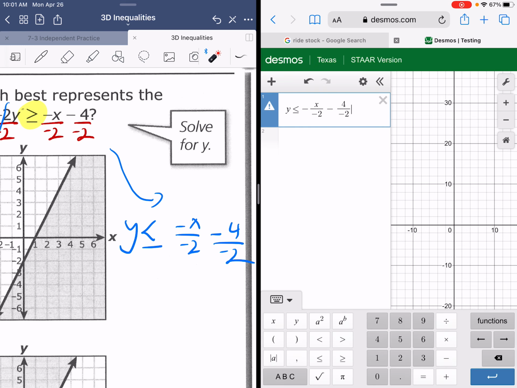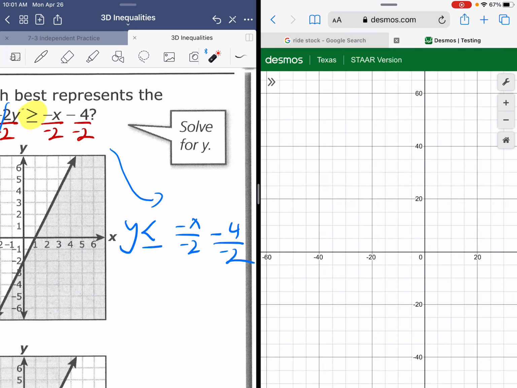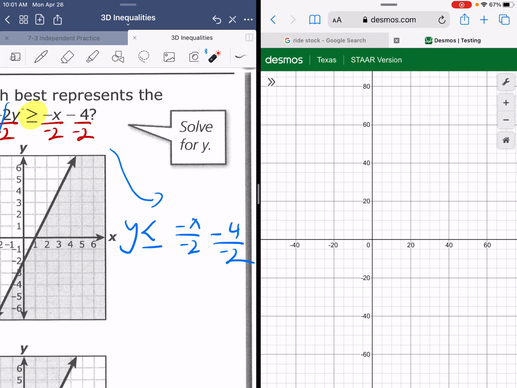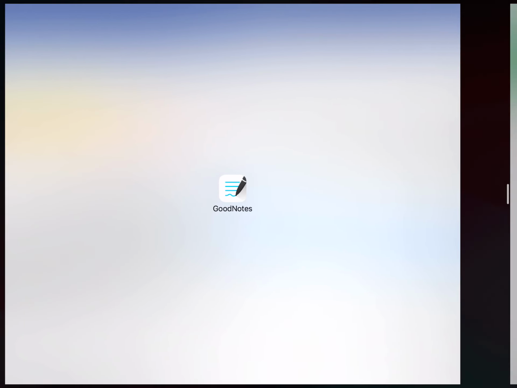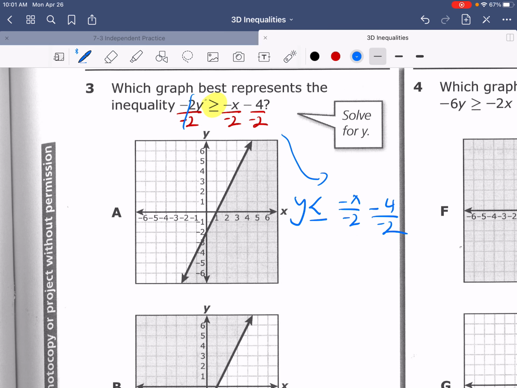Wait a second, you cannot even graph that? Oh, interesting. Well, in the STAAR test version, I don't know why they cannot use an inequality. Okay, let's do it. I mean, it's fine. So well then, let's do it manually.